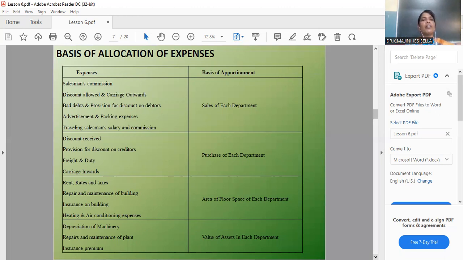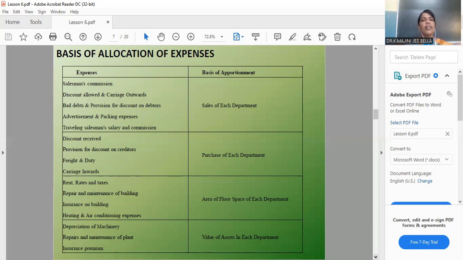Then we can move to the discount received. The discount received is apportioned based on the purchases of each department. Then provision for discount on creditors. These items are apportioned based on the purchases of each department. Then freight and duty, based on the purchases of each department. Then carriage inwards also depends on the purchases of each department.